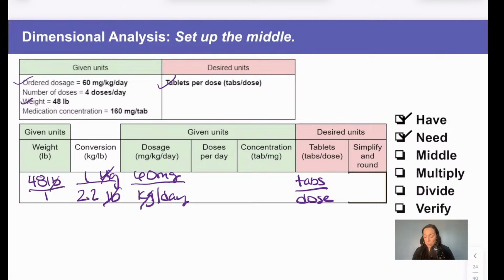So we can take our other number here. We'll take our 4 doses per day, and we need our days to cross off. So where are we putting days? On the top or the bottom? So 4 doses per day, and we need our days to cancel.